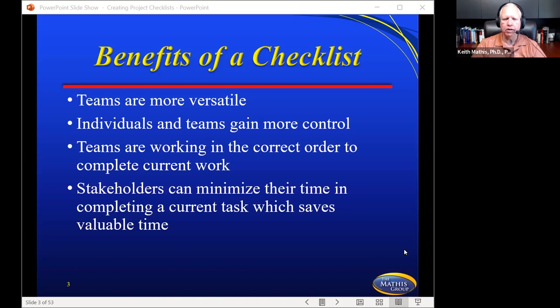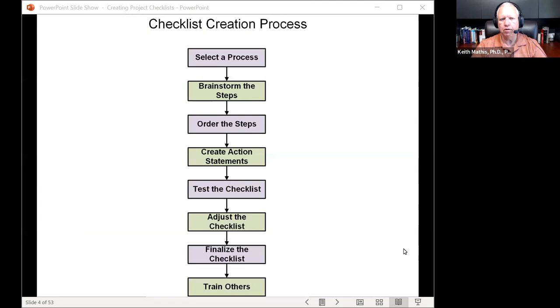Teams are working in the correct order to complete a current piece of work, and stakeholders can minimize their time in completing a current task, which saves valuable time. And the reason for this, and we're going to look at this a little deeper, is because in a checklist you're taking people through the steps at the most efficient process possible. And so that allows people to get from point A to point Z in the most efficient way possible. Now, you might say, well, there's a better way of doing it. Well, when that happens, you change your checklist. The process has changed, but maybe the checklist didn't change. So that's obviously something we have to look at.